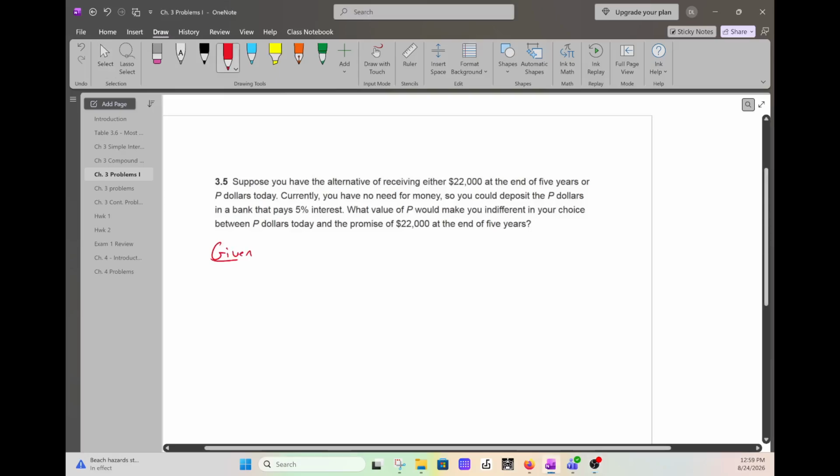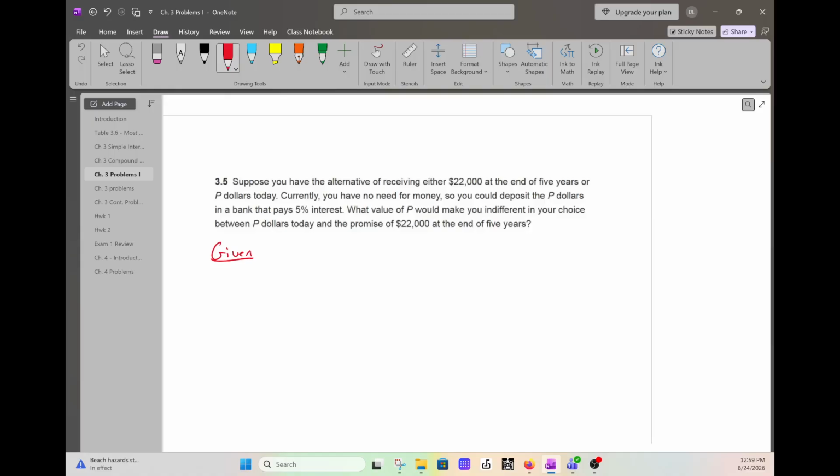So, given. The way we're going to do this is keywords. We're going to deposit the P dollars. That's what we're looking for. We're asking what value right now, in 5 years, is going to be 22,000. So that's F. So we have N is 5 years, and the interest is 5%.